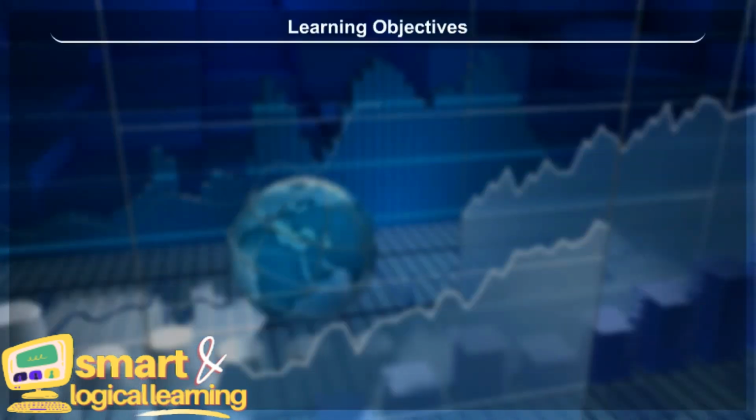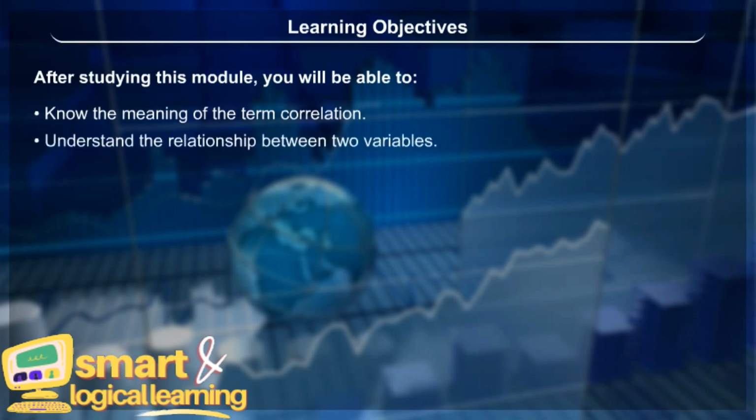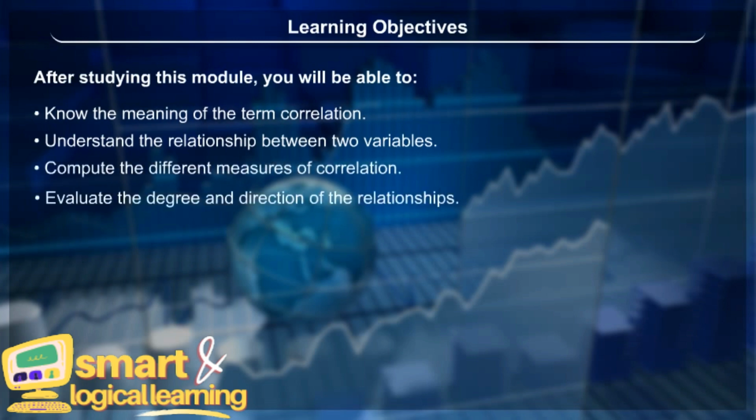Learning objectives. After studying this module, you will be able to know the meaning of the term correlation, understand the relationship between variables, compute the different measures of correlation, evaluate the degree and direction of the relationships.